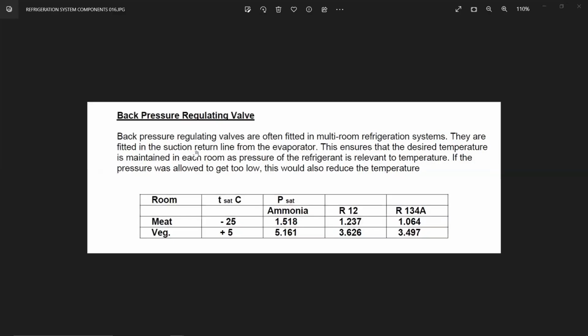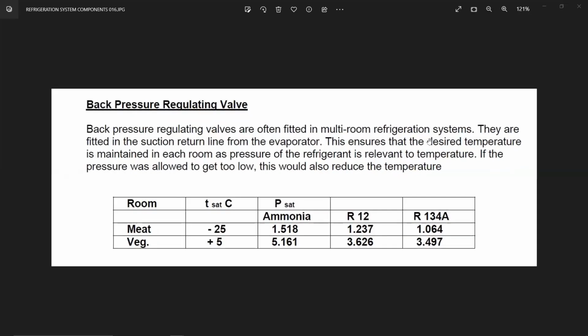As you said, the back pressure valve is fitted in multi-room refrigerant systems. They are fitted in the suction return line from the evaporator. This ensures the desired temperature is maintained in each room and the pressure of the refrigerant is regulated. If the pressure is allowed to go too low, this would reduce the temperature also.